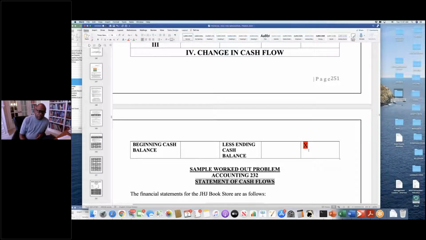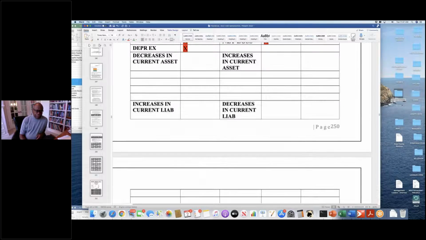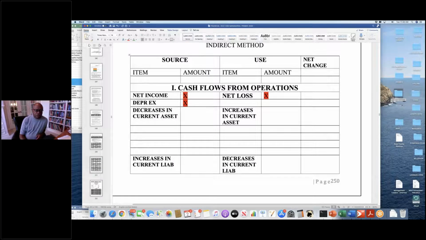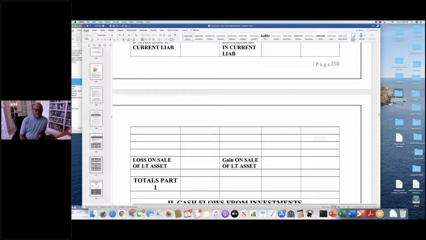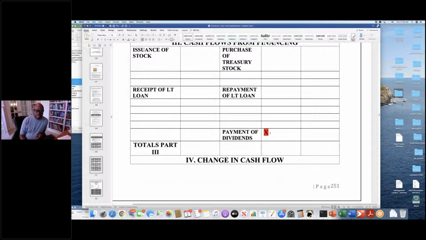So the first thing we're going to do, we're going to calculate the change in cash. That's the answer to the problem. Then we're going to go to the income statement and put in the net income or net loss. We're going to look at the depreciation. We can get it from two places, on the income statement or the change in accumulated depreciation. And then we're going to put in the dividends. And a lot of time I make you calculate the statement of retained earnings to get the dividend.